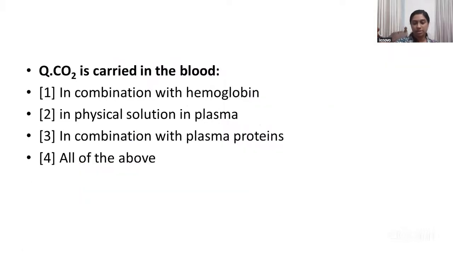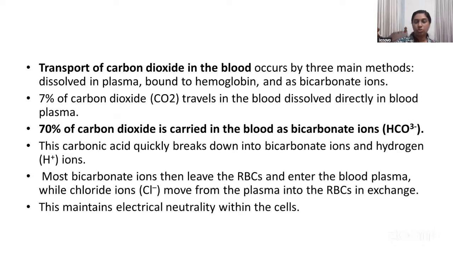Coming to the next question: carbon dioxide is carried in the blood. The options are in combination with hemoglobin, in physical solution in plasma, in combination with the plasma proteins, or all of the above. What's the answer here? All of the above. Why? Because these are all different mechanisms of transport of carbon dioxide in blood. It can combine with hemoglobin, it can be in physical solution in plasma, and it can combine with proteins to form carbaminohemoglobin and get transported.